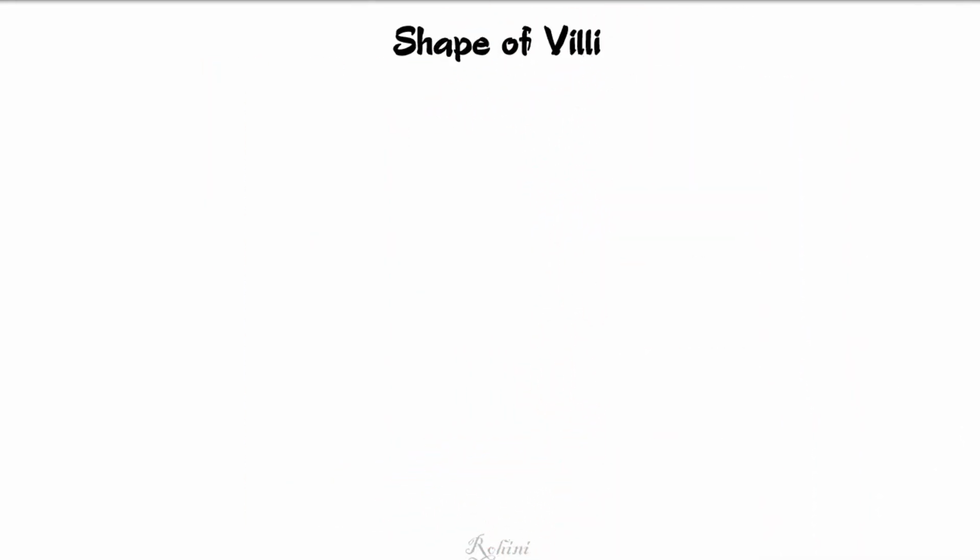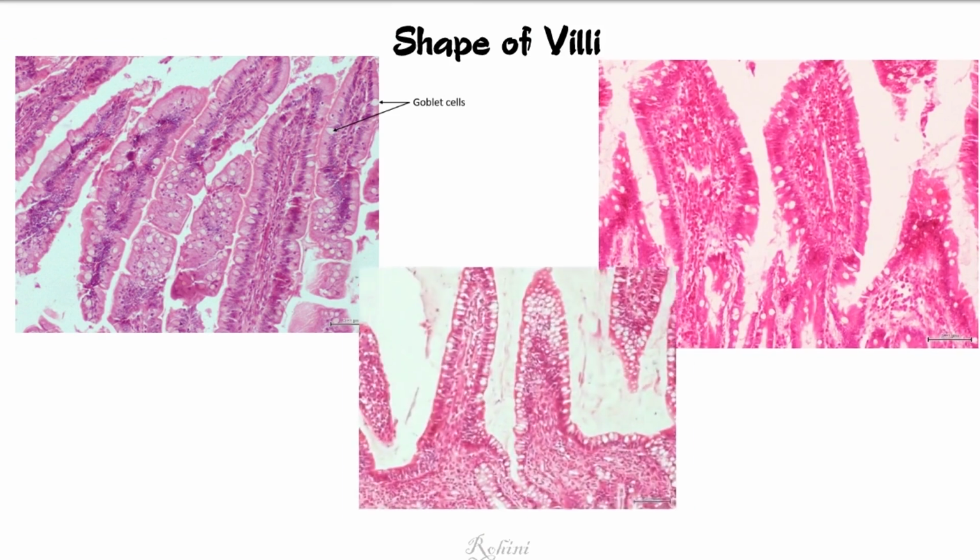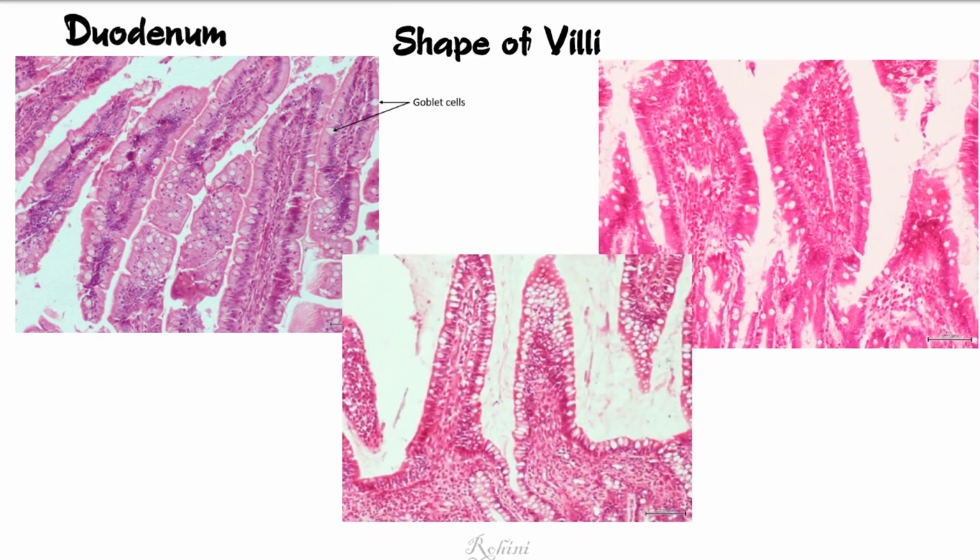The shape and size of villi differ in the small intestine. In the duodenum, villi are longer compared to ileum. The number of goblet cells in the lining epithelium increases. Ileum has a large number of goblet cells, duodenum the least.